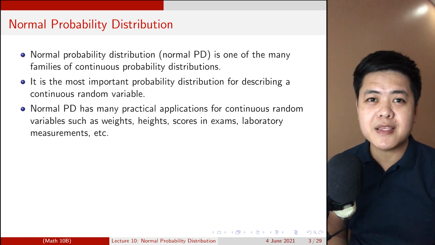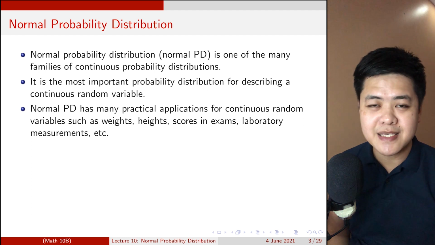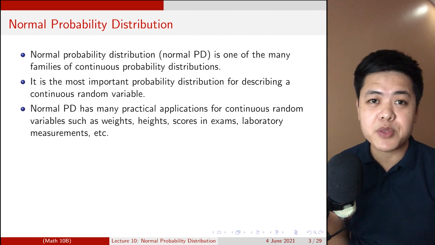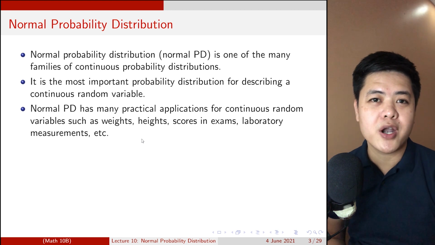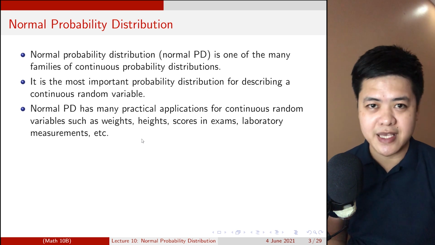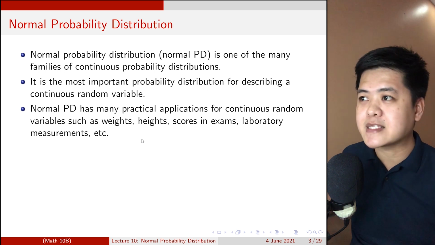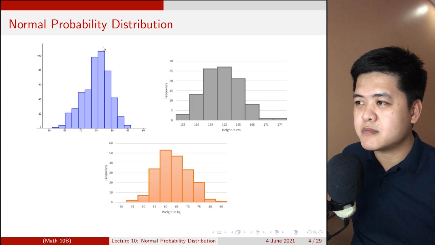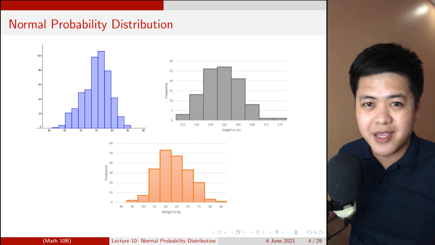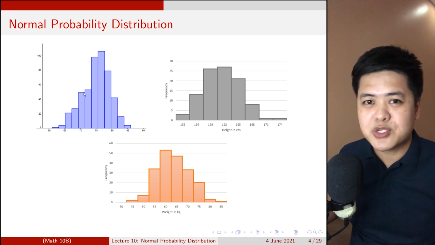Well, normal probability distribution, or normal PD, is the probability distribution for a continuous random variable. Normal PD is known for its many practical applications for continuous random variables such as weights, heights, and scores in exams. Let's take a look at some of these examples. So, for this one, this is the distribution of randomly selected 500 students on a particular examination. Yeah, so, ito yung distribution ng scores nila.